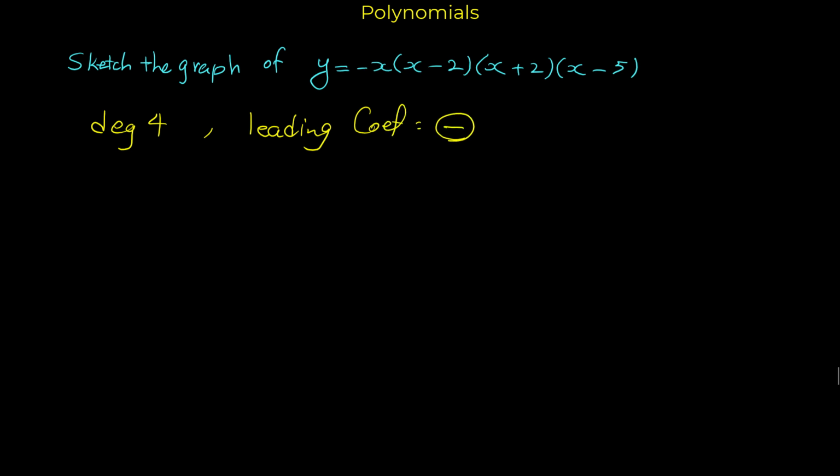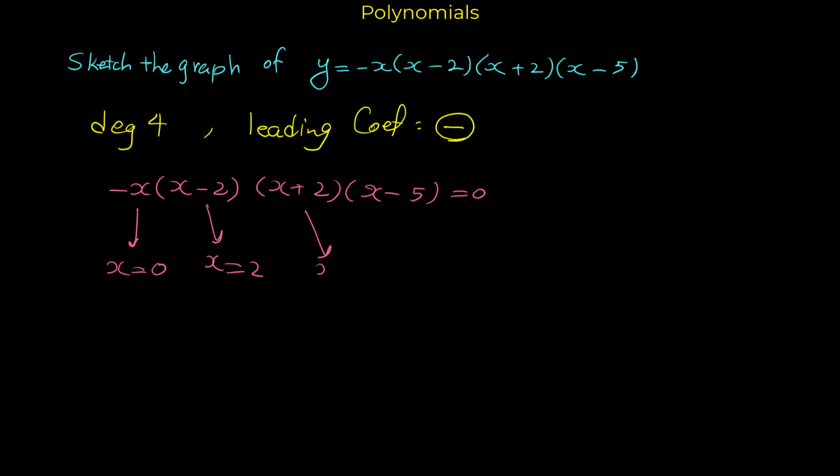What are the x-intercepts? If we set this equation equal to 0, negative x times x minus 2 times x plus 2 times x minus 5 equal to 0, we are going to have, basically in this case, 4 zeros. If we set this negative x equal to 0, we get x equals 0. From this, x equals 2. From here, x is negative 2. And from this, x equals 5. Everything that we need is ready here, so we can start graphing the polynomial.